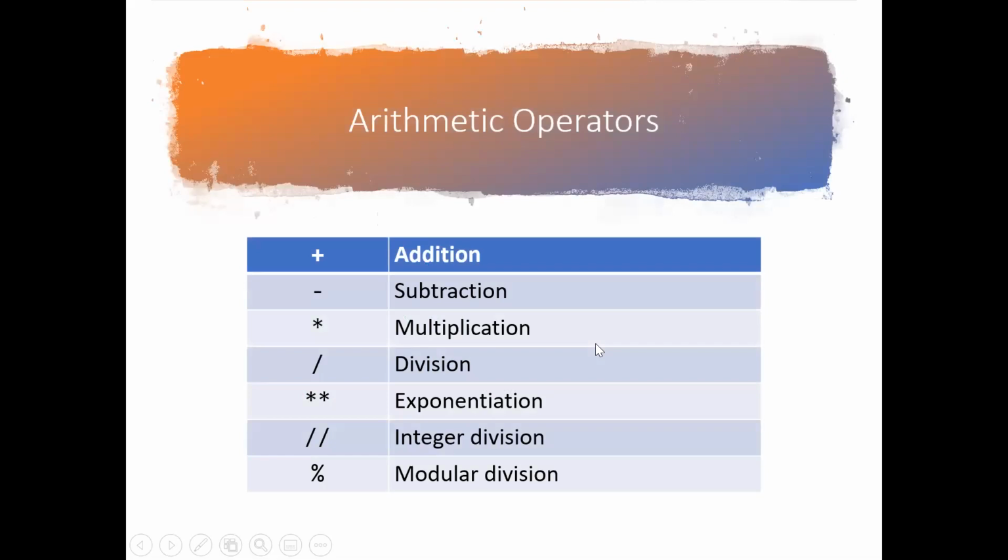Right, so these are the arithmetic operators available in Python. Addition, subtraction, they are the same symbols. Multiplication, the star. Division is slash. Exponentiation is double stars, which means you can get a power of something. Then there are two divisions, integer division and modular division. Integer division means you divide and you get the integer part of it, and modular division, you get the remainder. So let me quickly discuss this.